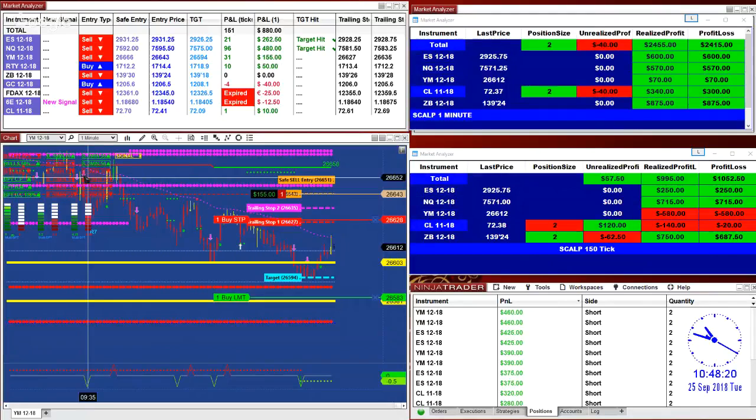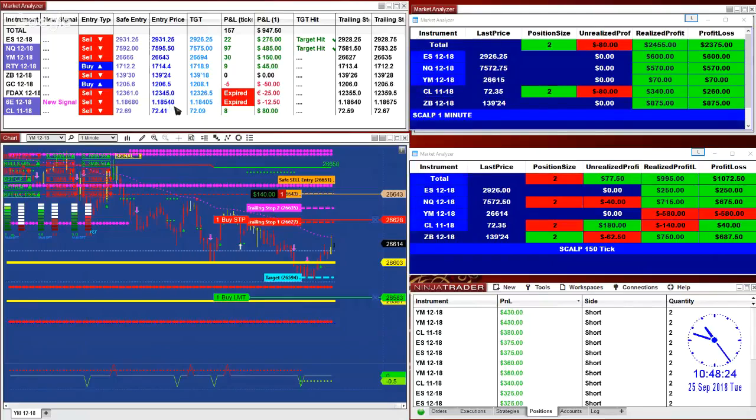Signal on the 6E, a new signal on the 6E, entry 8540, target 8405. And it is a short entry, and this is the 6E right now.